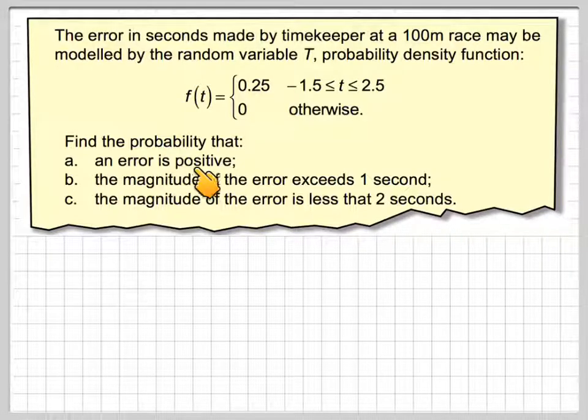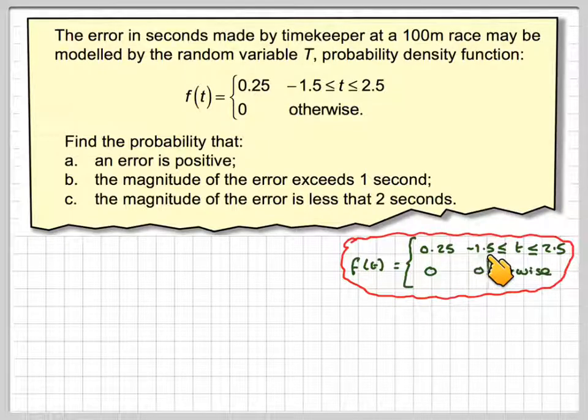It says find the probability that an error is positive, find the probability that the magnitude of the error exceeds 1 second, and find the probability that the magnitude of the error is less than 2 seconds. Okay, so we've got f(t) is 0.25 between -1.5 and 2.5 and 0 otherwise. This is a continuous uniform distribution. So the probability of it being positive, t greater than or equal to 0.